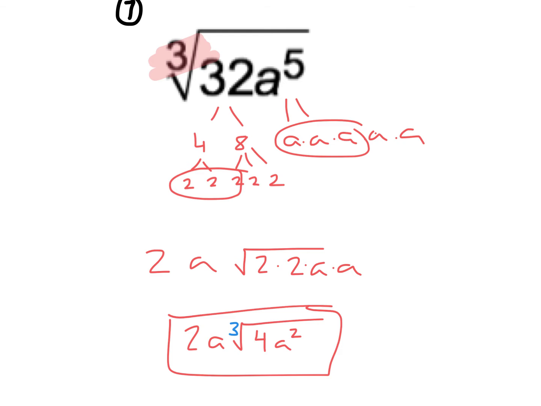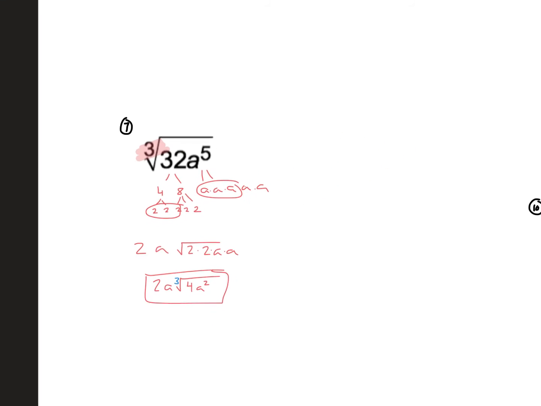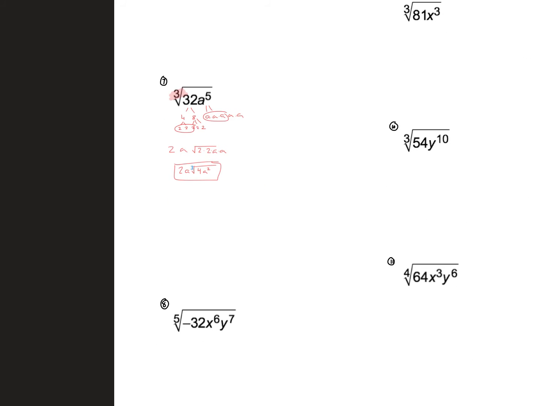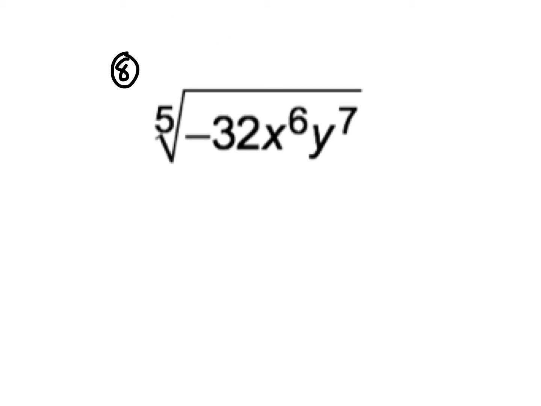Any questions here? All right, number 8. Let's break everything down. What are factors of 32? 8 and 4. And then 8 breaks down into 3 2s, and 4 breaks down into 2 2s. And then we have 6 x's, and then 7 y's.